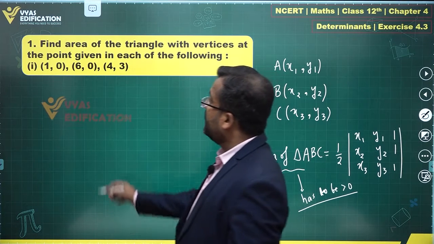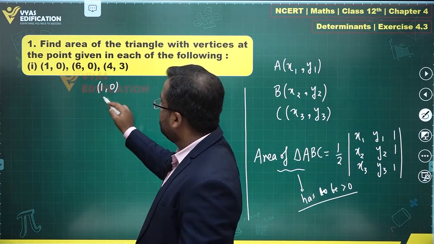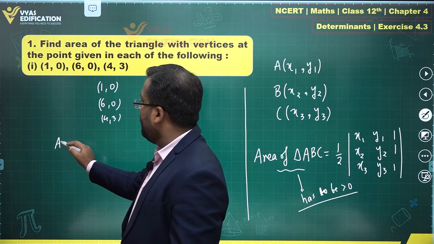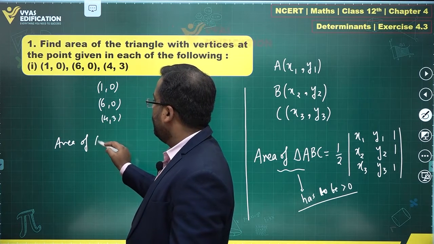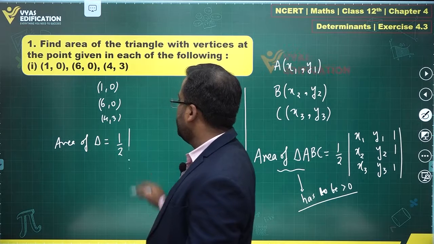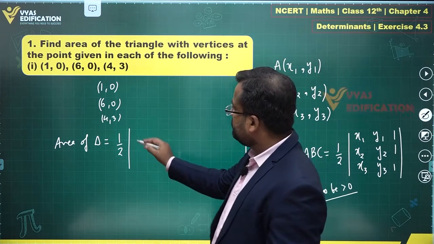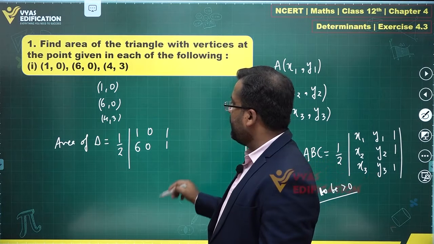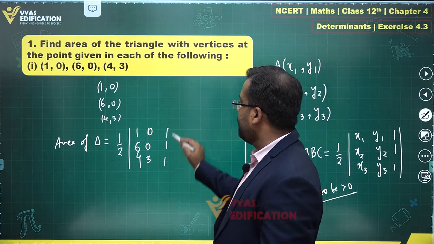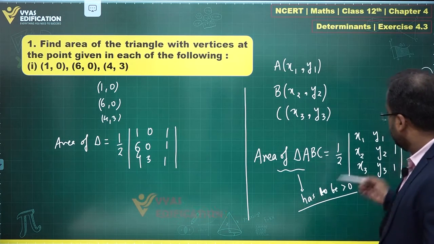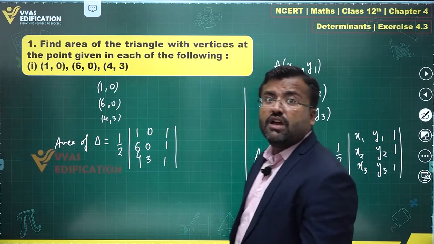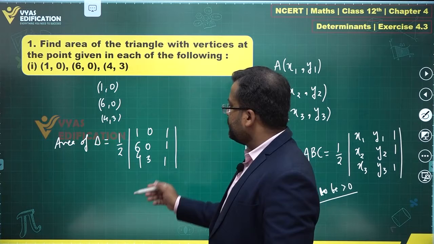We are given the vertices (1, 0), (6, 0), and (4, 3). So the area of the triangle will be equal to what? Half of the determinant: 1, 0, and you have a 1; 6, 0, and you have a 1; 4, 3, and you have a 1 over here. You have 1, 1, 1 in the last column, x1, y1, x2, y2, x3, y3, and you have a half multiplied over there. What else? We are simply supposed to solve this determinant.